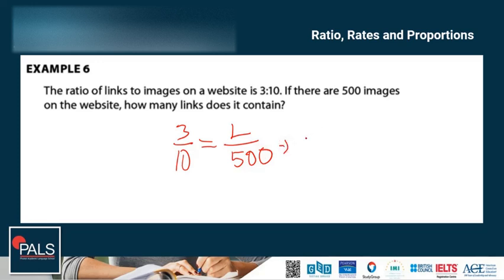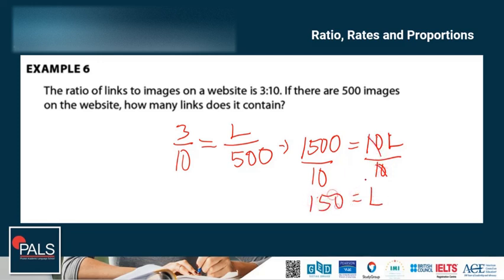So again, cross multiply. We have 1,500 is equal to 10L. Divide both sides by 10. So L is equal to 150. So the answer is there are 150 links on the website.